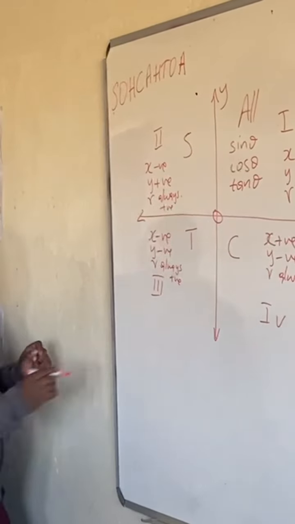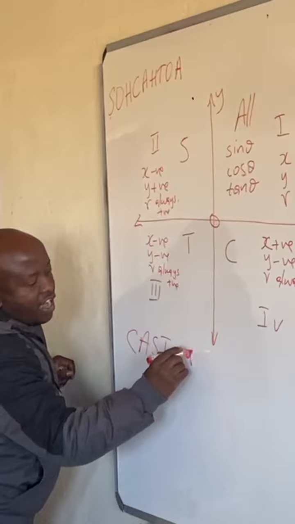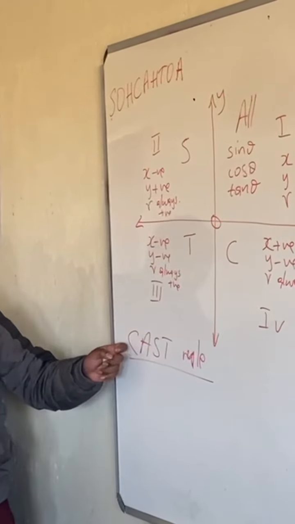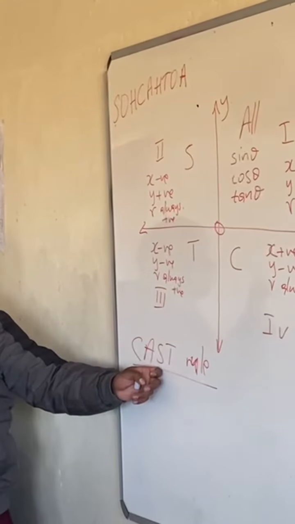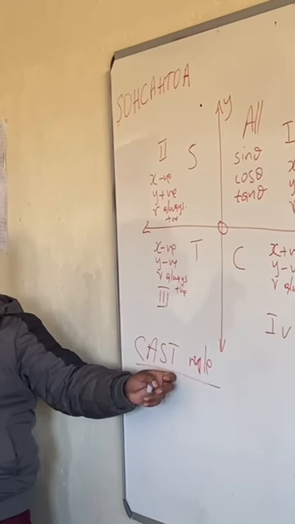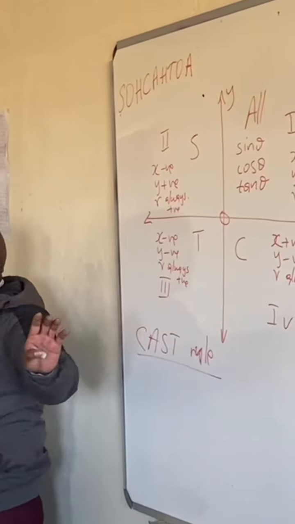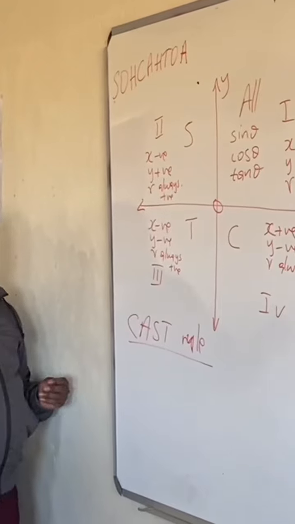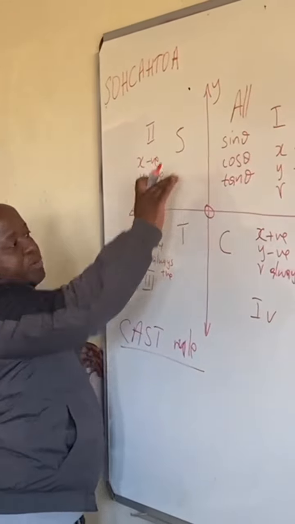Then we come up with the cast rule. The cast rule: fourth quadrant, cos only. First quadrant, all three trig ratios. Second quadrant, sine is positive, and tan on the third quadrant is only positive. So that's where the cast rule comes from. Then we can also call it all stupid teachers.